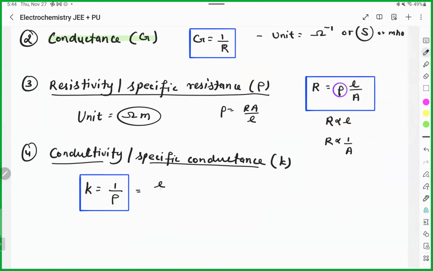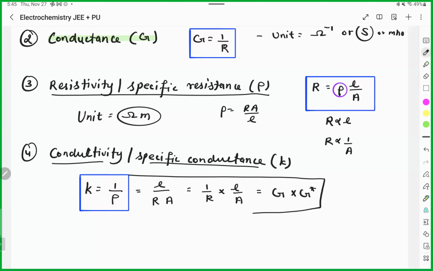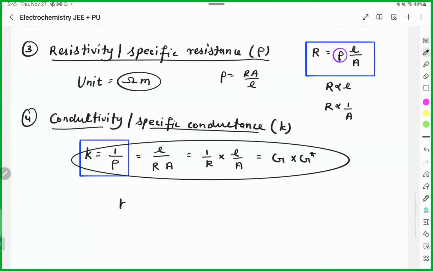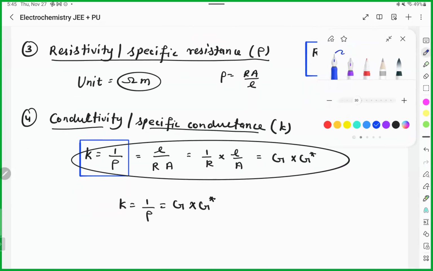And you can write it the other way also, because in this case rho is R A by L. Can I write in this way also? It doesn't make a difference. Correct? 1 by R is equal to conductance, and L by A is also known as the cell constant. Understood? So I can write the same thing in another form: kappa is conductance into G star, which means cell constant.